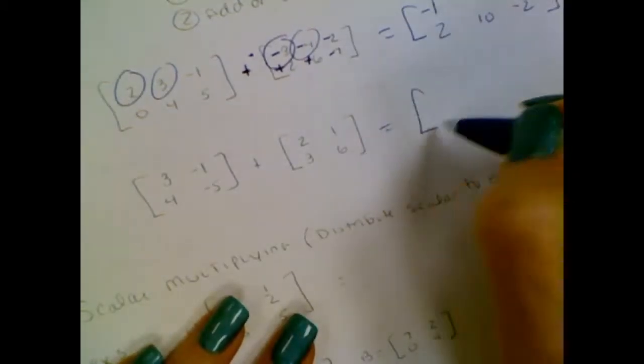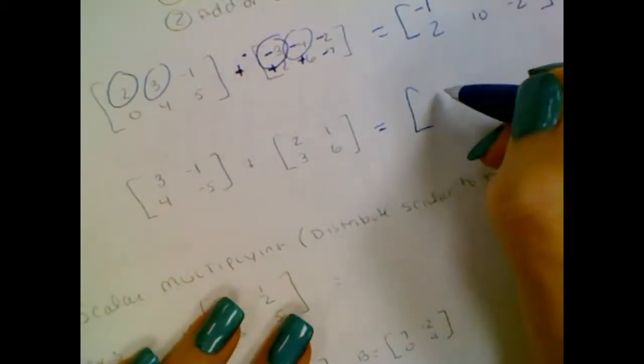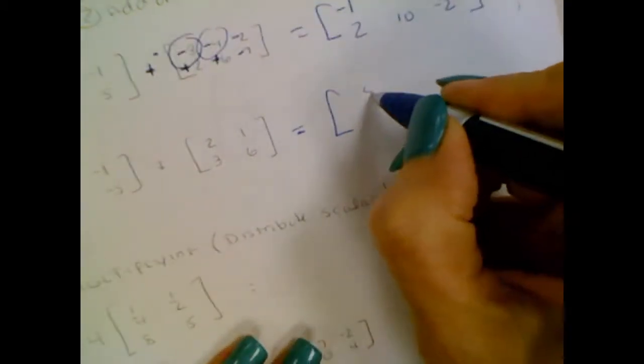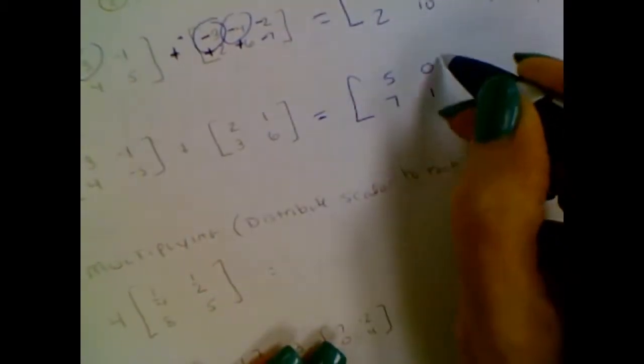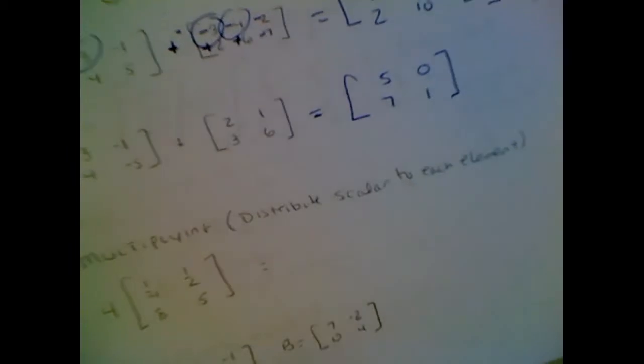And what do you get with that page? What do you get for your answer? 5,071. Beautiful. Questions? We're done with the adding and subtracting.